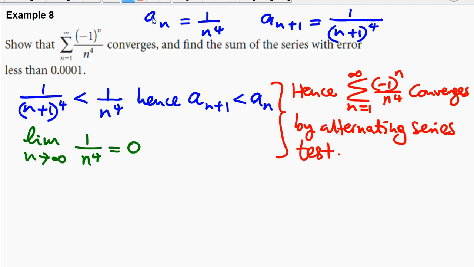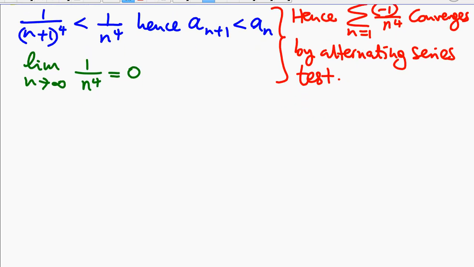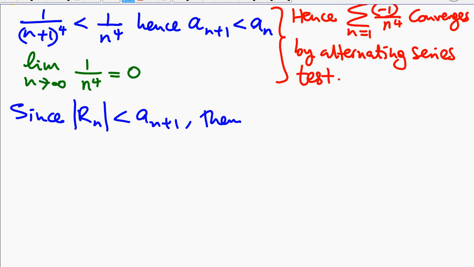And then after that, what I'm going to do next is to apply the alternating series estimation theorem. Now, the question stated that the error should be less than 0.001. I'll write the same statement that I wrote previously: since R n, the error, is less than S sub n plus 1, and here we are trying to find the sum of the series with the error less than 0.0001, it means that S sub n plus 1 is less than 0.0001.